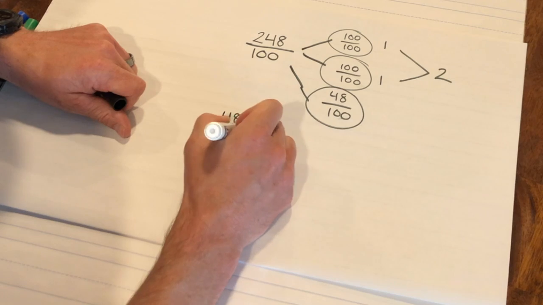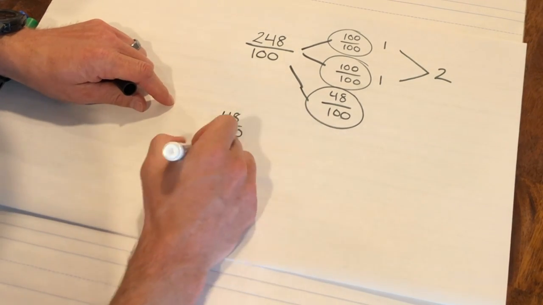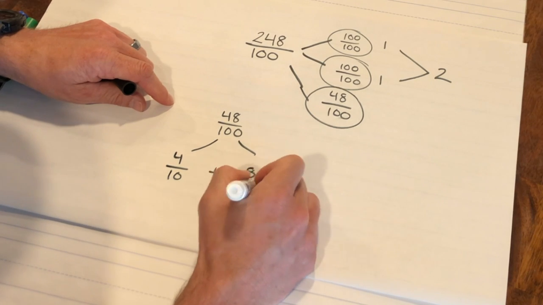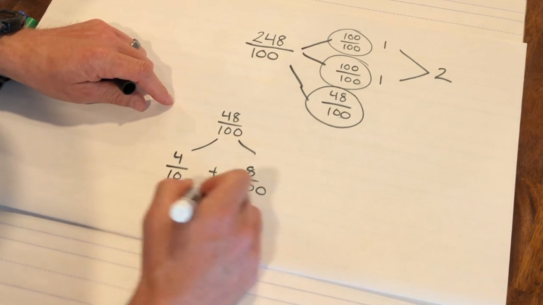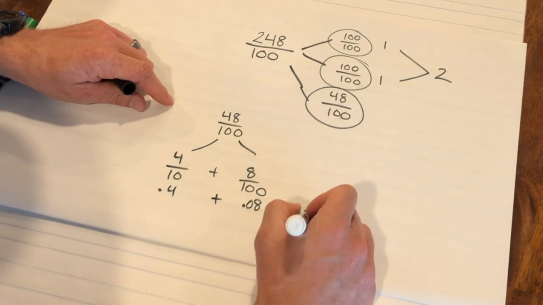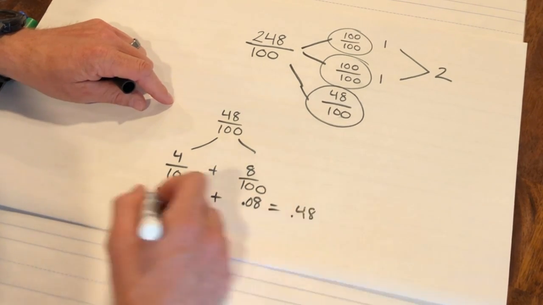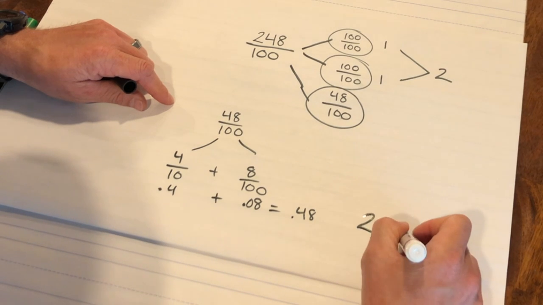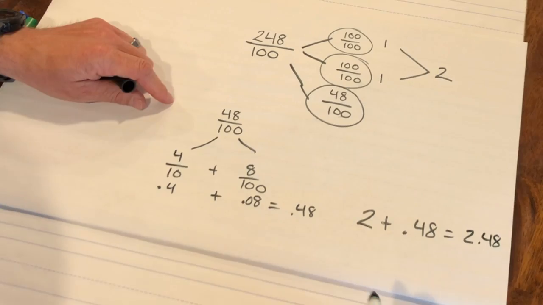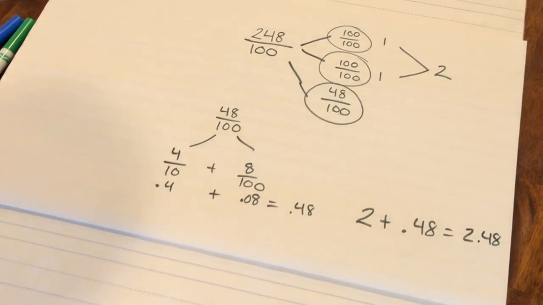Then if I broke that apart, the 48 over 100, I'd have 4 tenths and 8 100ths. If I put those into decimals, my 4 tenths would equal 0.4, and my 8 100ths would be 0.08. And then if I add the 2 to my remaining decimal, 0.48, I would have 2 and 48 hundredths.